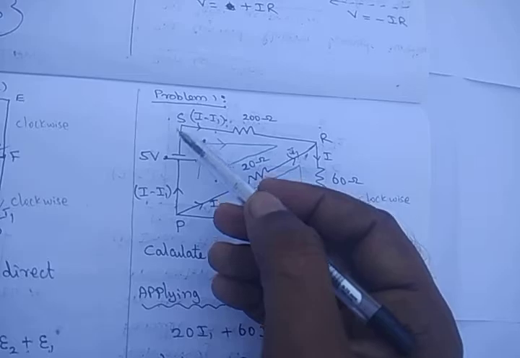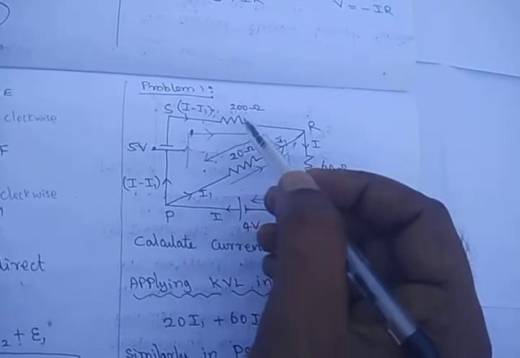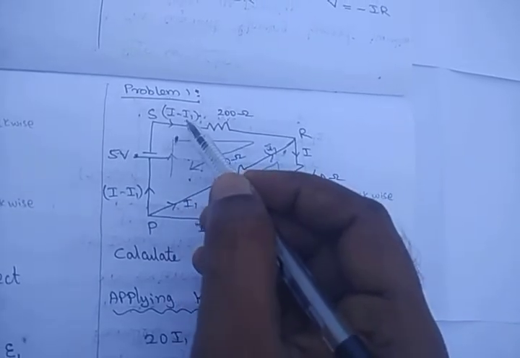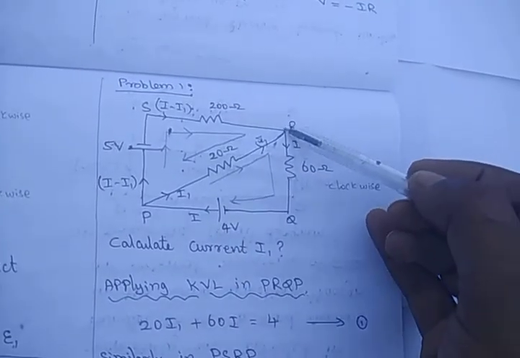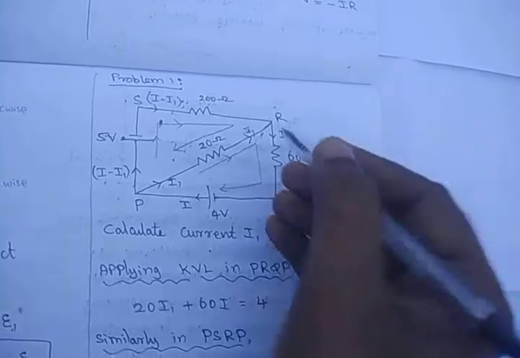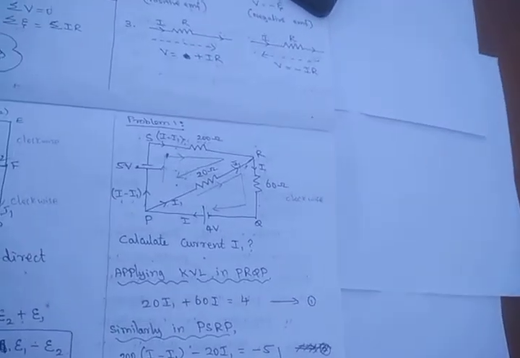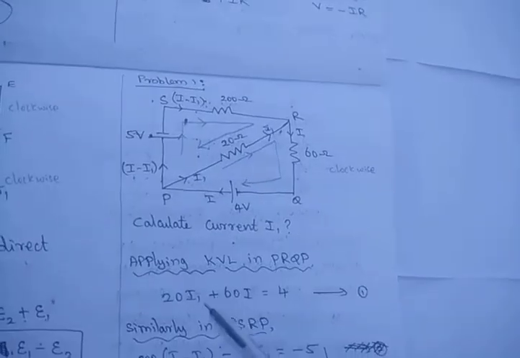Through this 5 volt cell, I1 minus I2 will go, and through the 200 ohm resistor, the current I minus I1 will flow. When it comes here, the I1 and I minus I1 are added, and we get only the current I. That will be given in the question itself. Even if the current direction is not shown, you can draw it very clearly.